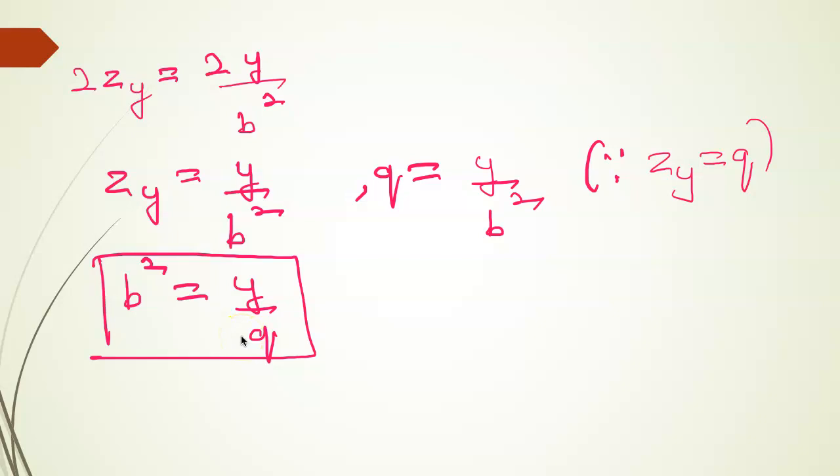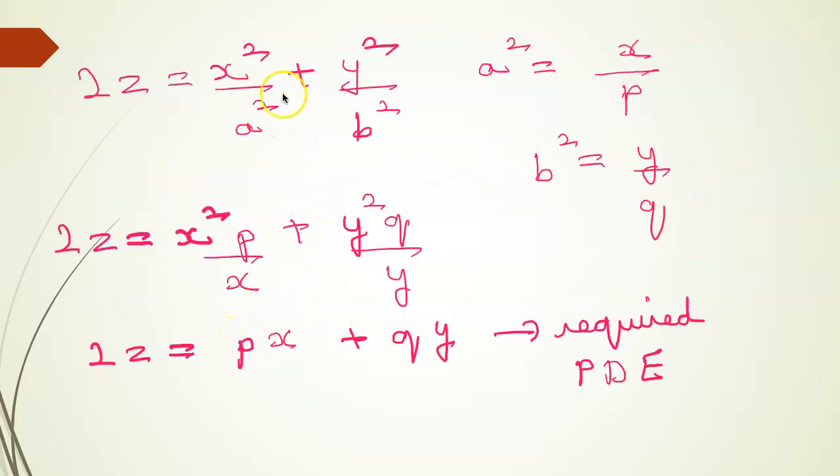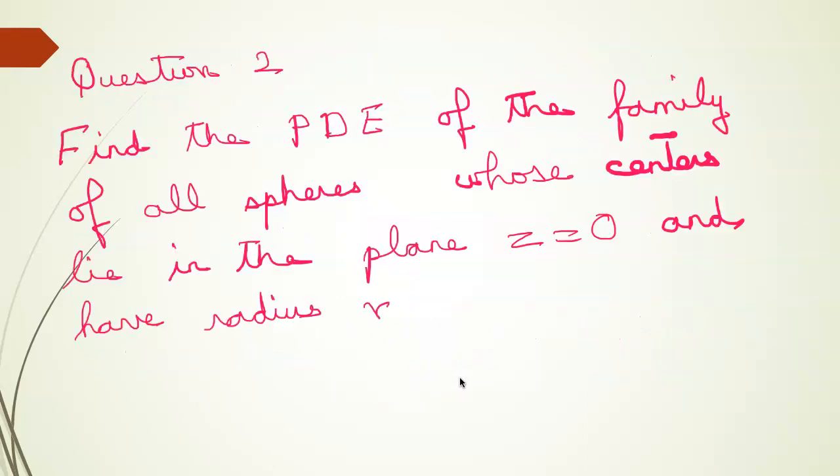Now we have to eliminate the arbitrary constants. So this is your equation, 2z is x squared by a squared plus y squared by b squared. These are the values of a squared and b squared. Substitute them here. So I get 2z equal to x squared into p by x, plus y squared into q by y. Simplifying, we get 2z equal to px plus qy. So this is the required partial differential equation formed by eliminating the constants.